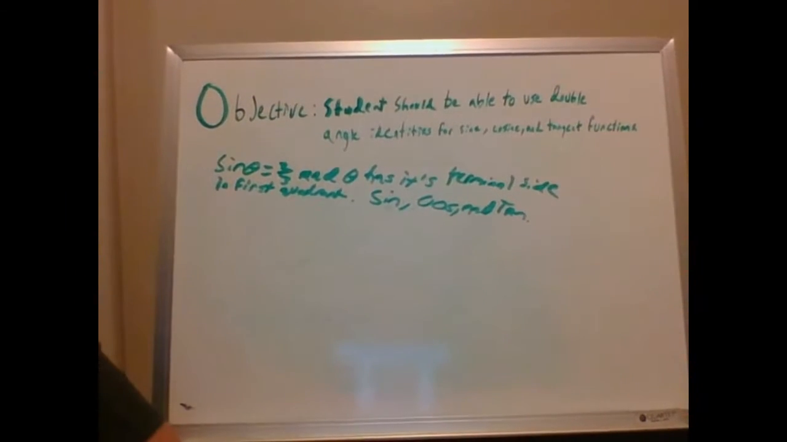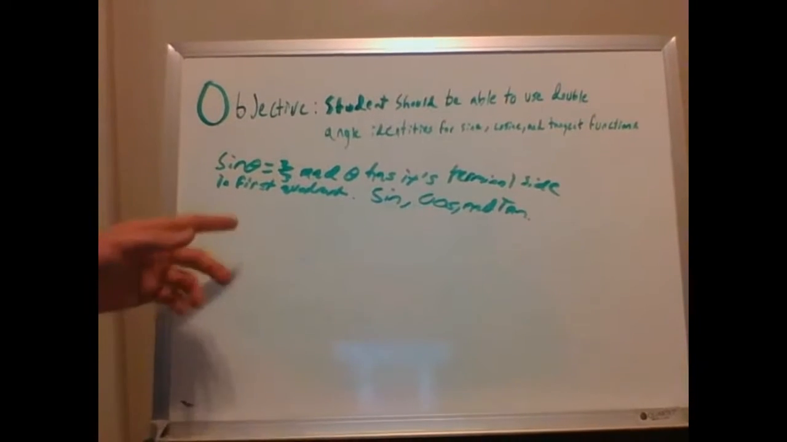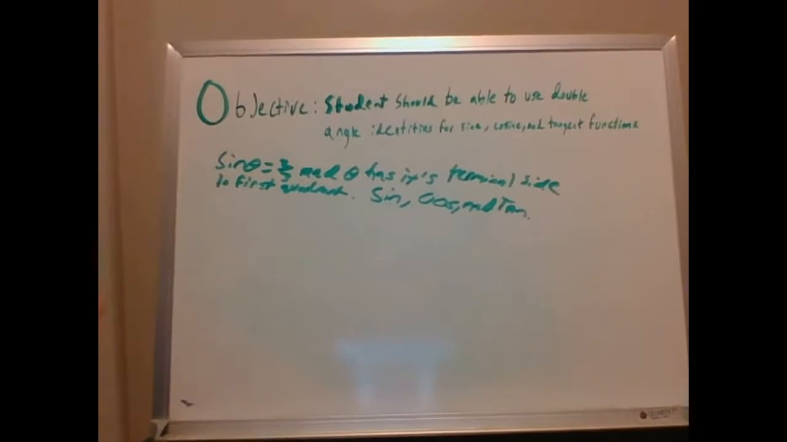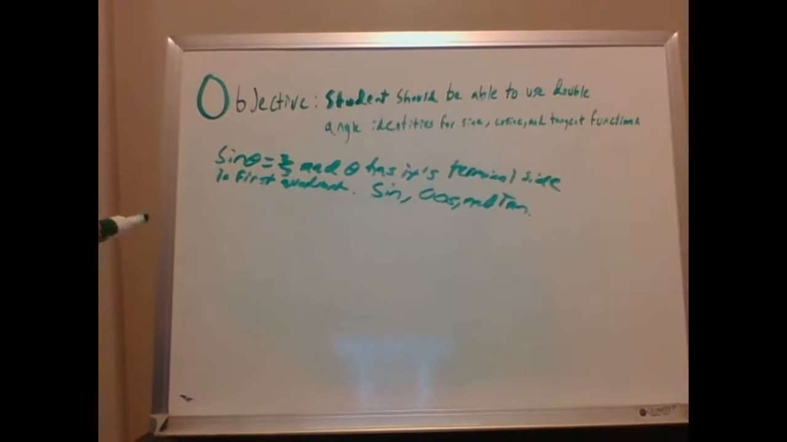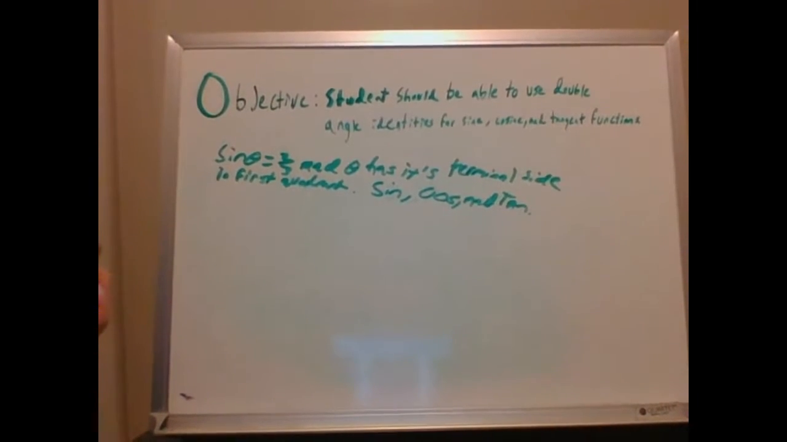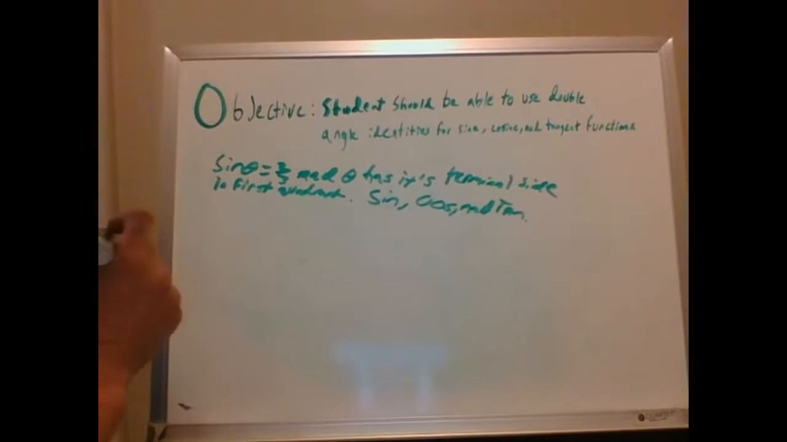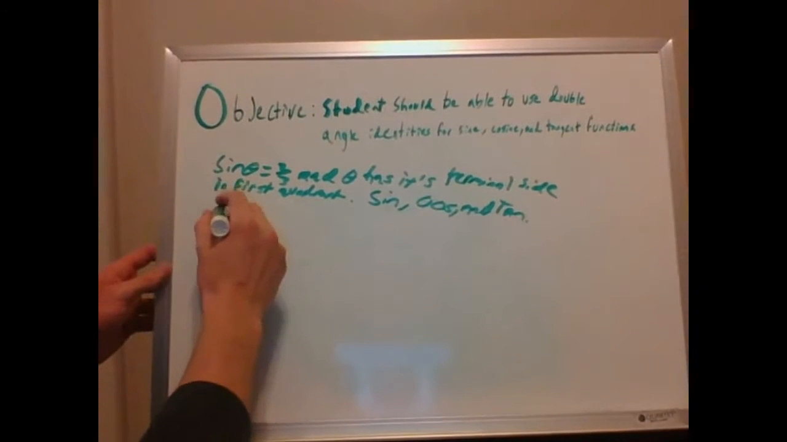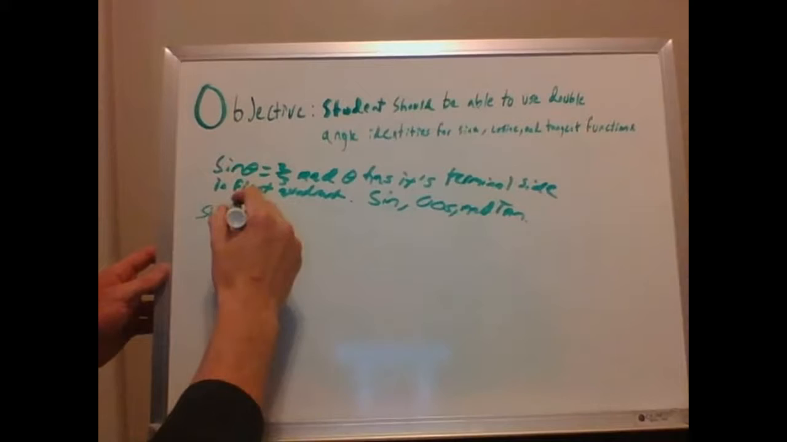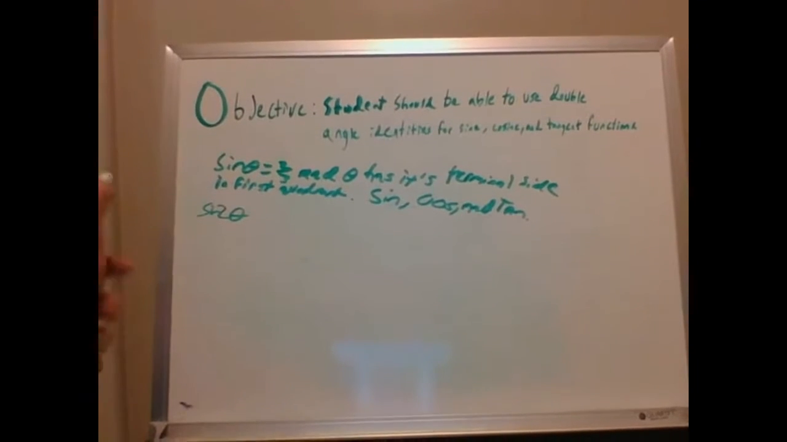Sorry, I already have it written down here. It's sine theta equals 2/3, and theta has its terminal side in the first quadrant. And our objective is to find the exact value for sine, cosine, and tangent. So we're going to start with sine 2 theta. That's what we're going to begin to find. But before we do that, we have to find cosine theta to get to sine 2 theta.